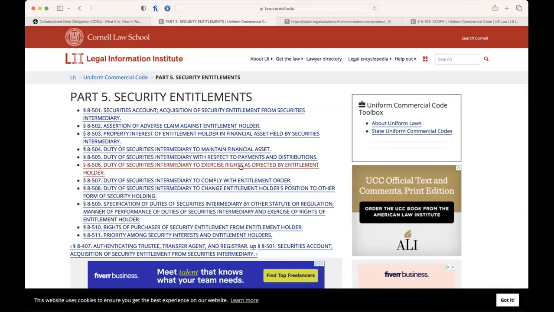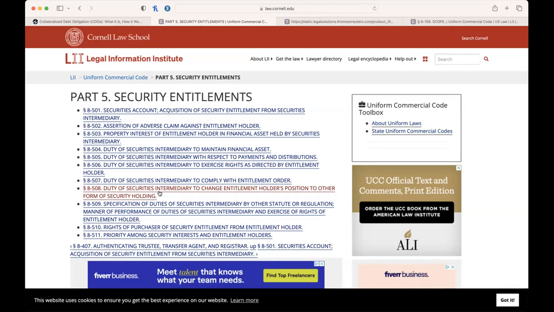It said as directed by entitlement holder. You are the entitlement holder. So comply with entitlement order. And this is the one that's really affecting us. Let me click on this one, specification of the statute.